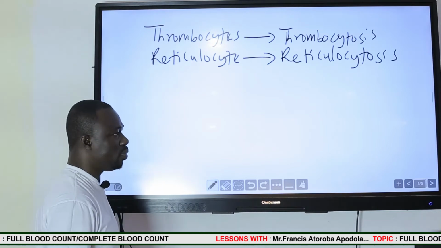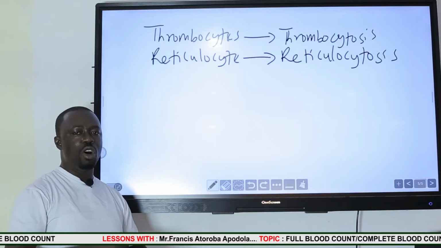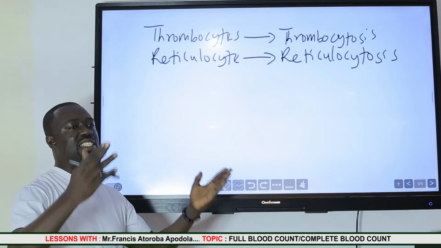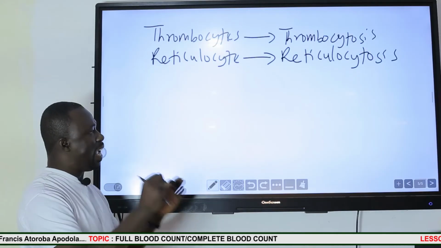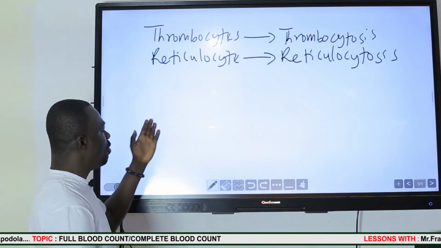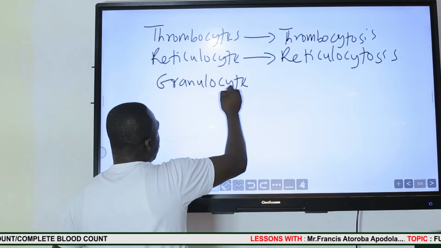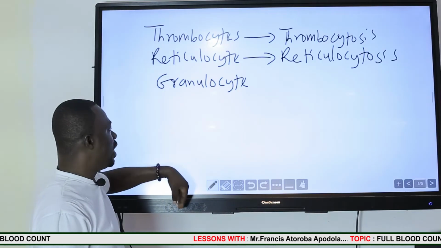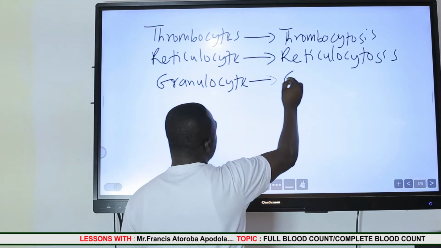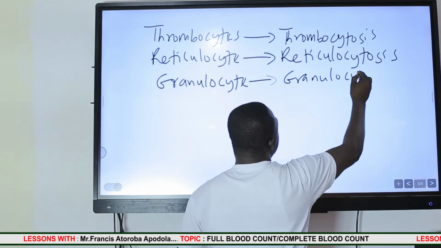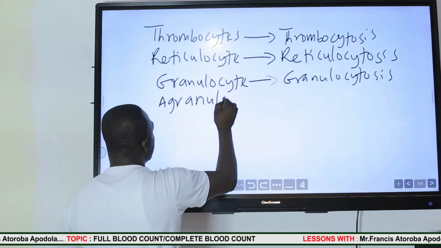Now, that is how terminologies for increased levels for all the blood cells that end with the suffix cyte will be described. It will be described ending with the suffix cytosis. Now, even granulocytes, though the various types of granulocyte end with phil, the word granulocyte in actual sense ends with cyte. So granulocytes will be called granulocytosis. Then agranulocytes will be called agranulocytosis.